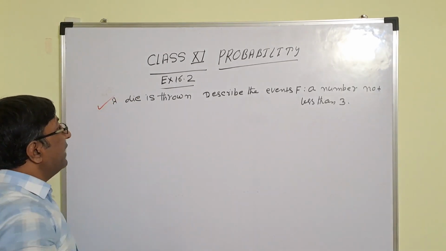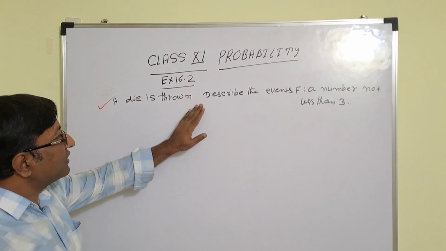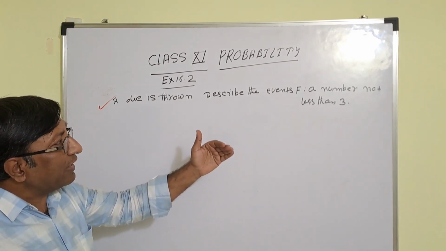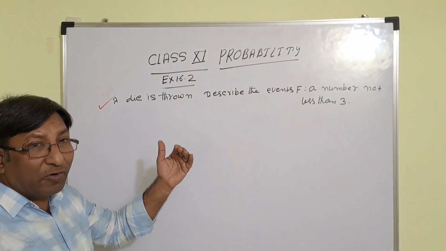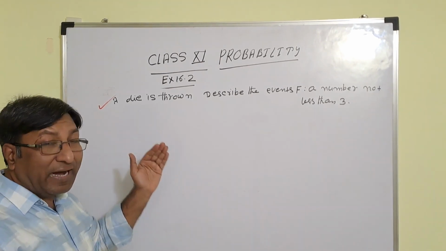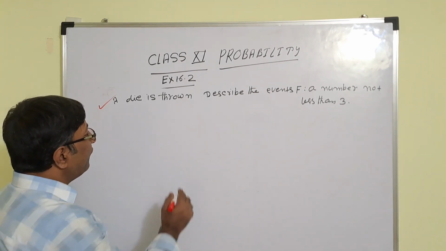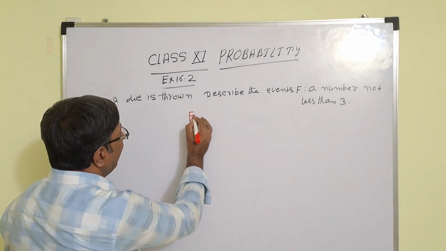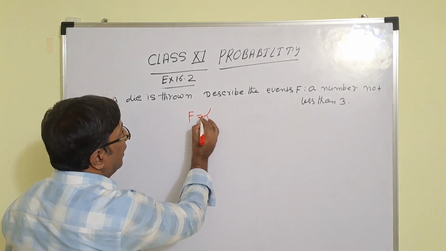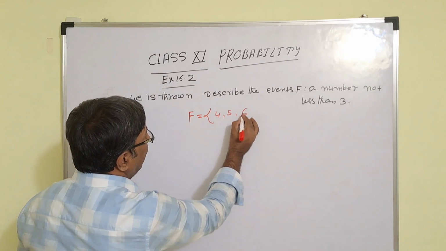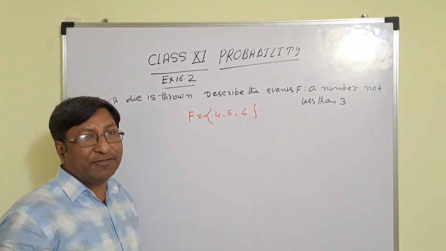See the question. A die is thrown. Describe the event F where F is a number not less than 3. A number not less than 3. So we know a die has 6 numbers: 1, 2, 3, 4, 5, 6. So F equals a number not less than 3, that is 4, 5 and 6. This is the correct answer.